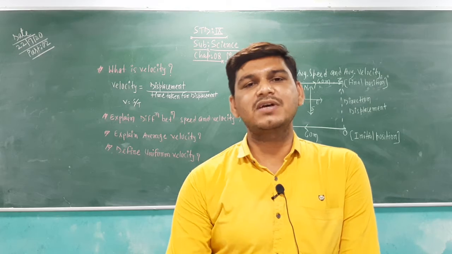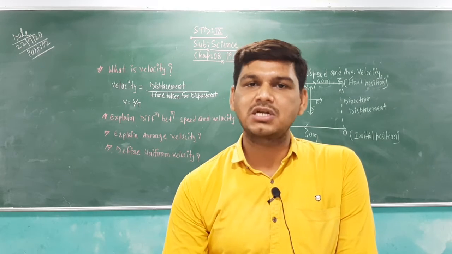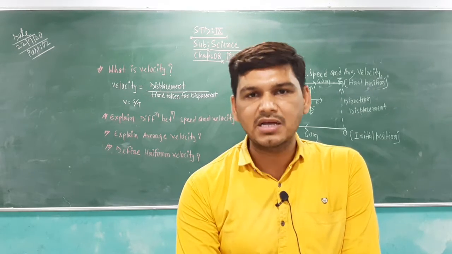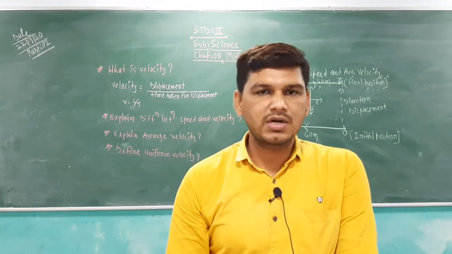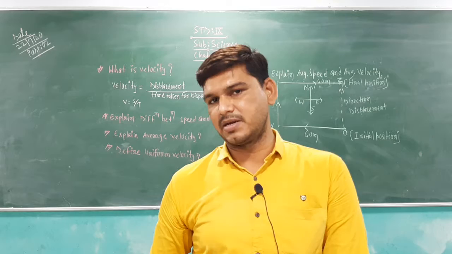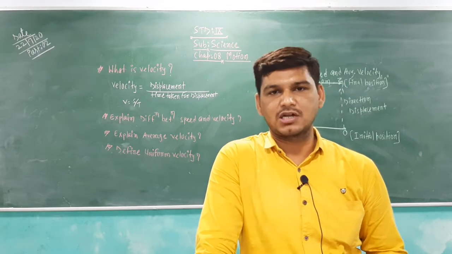So in the first example, a car travels 120 kilometer in 3 hours. It does not give a clear identification of the direction, so it is called speed. Speed is equal to s upon t, so 120 by 3 is 40 kilometer per hour. So the speed is 40 kilometer per hour.